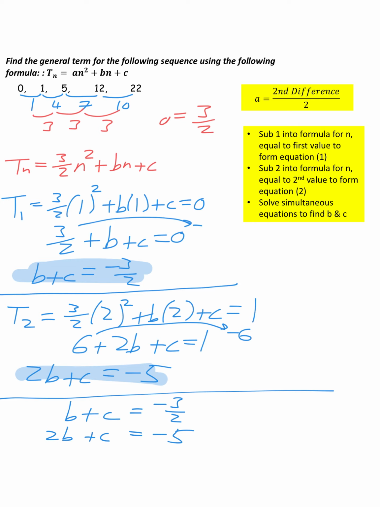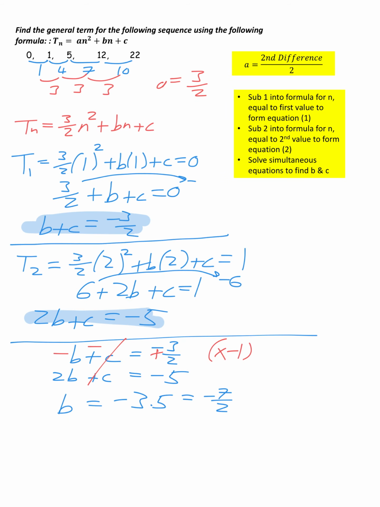Okay, so we want something to cancel, so I'm going to multiply the top by minus 1. So we have minus b minus c. Then we have a plus 3 over 2. So the c's cancel. 2b minus b is just going to be b. And then minus 5 plus 3 over 2, that'll be minus 3.5. Okay, which can also be written as minus 7 over 2. Either way. Okay, so there's our b value.